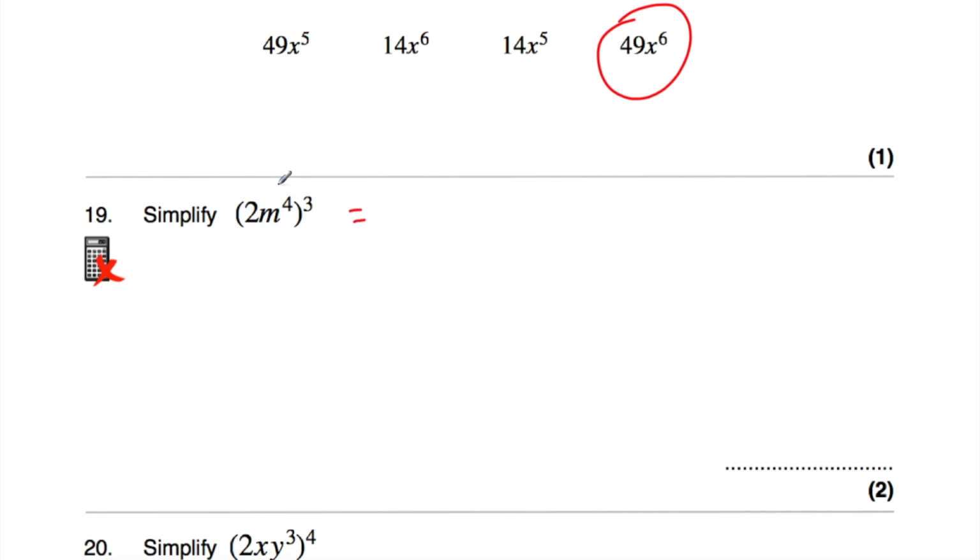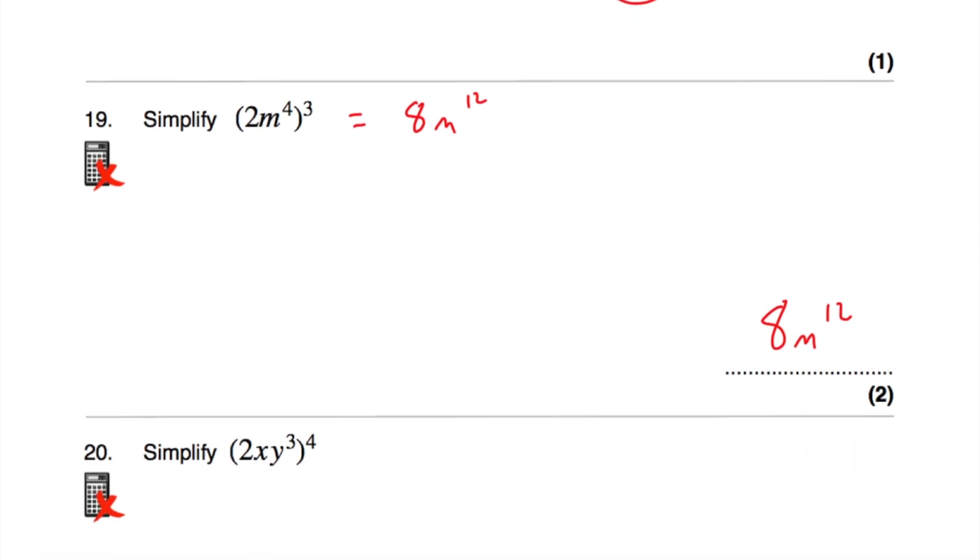So 2 cubed, well 2 cubed is 2 times 2 times 2 is 8, so it's 8. And then we've got m, and then we've got a power of a power, so let's multiply the powers together. 4 times 3 is 12. So the answer is 8m to the power of 12. And that's it.